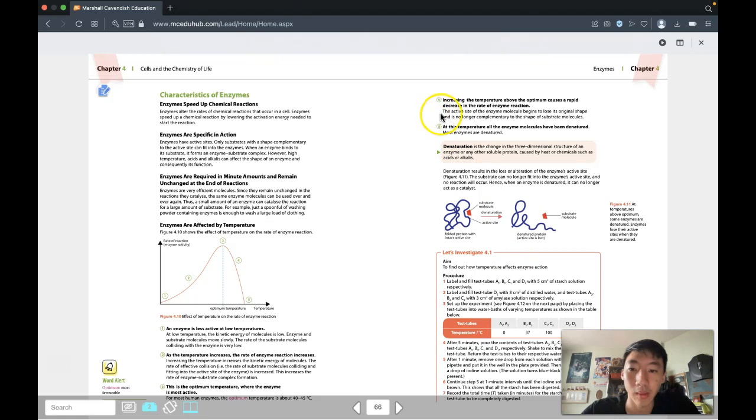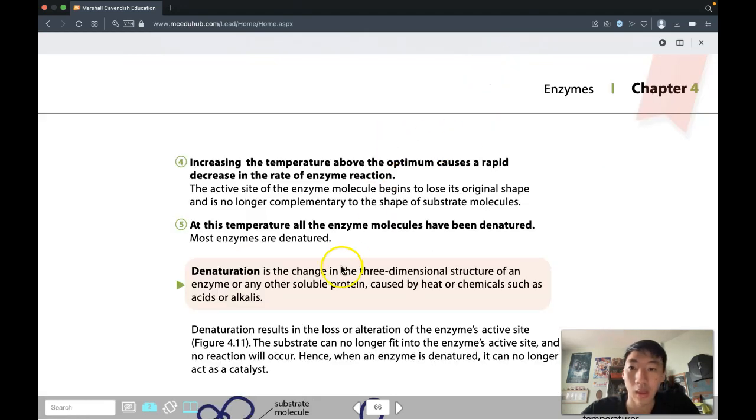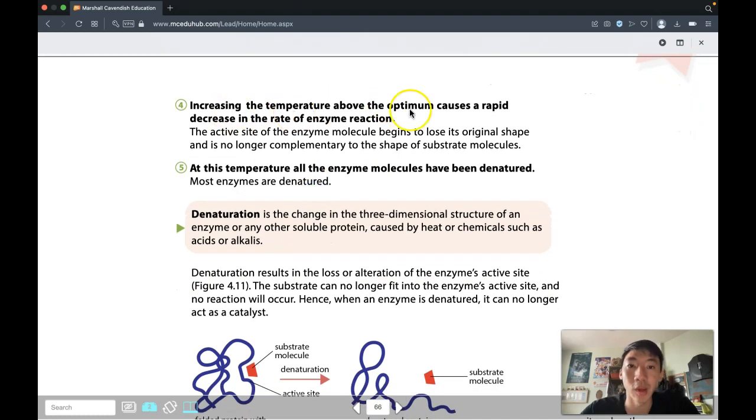Okay, now at point number 4. You see that the rate of reaction starts to decrease. It's going down. Why is it going down? Because when you increase the temperature above the optimum, it causes a rapid decrease in the rate of enzyme reaction. This is because the active site of the enzyme molecule begins to lose its original shape and is no longer complementary to the shape of substrate molecules. Now this is what is termed as denaturation.